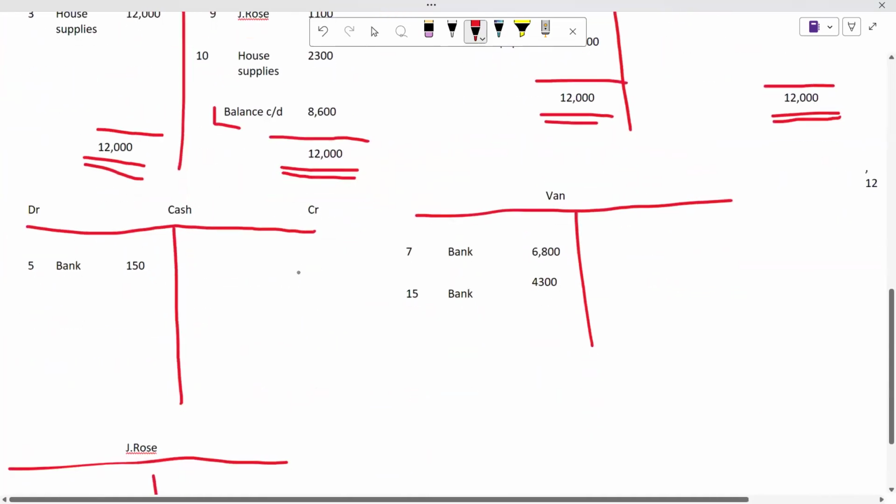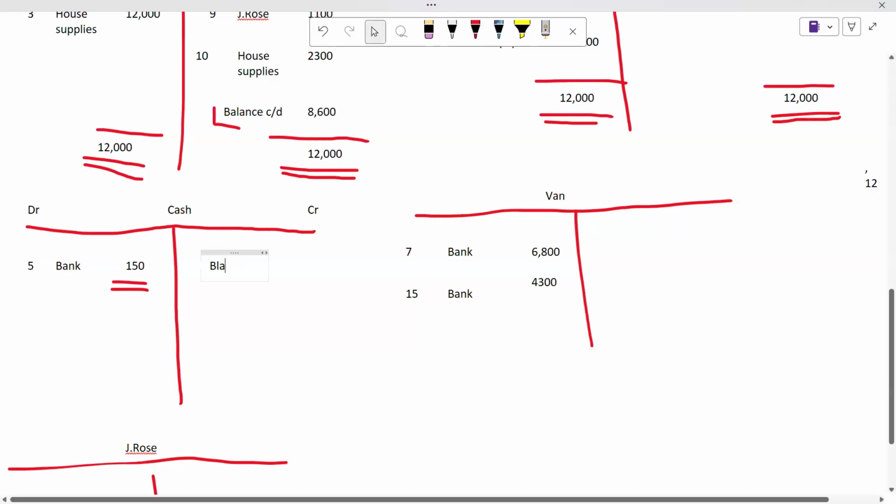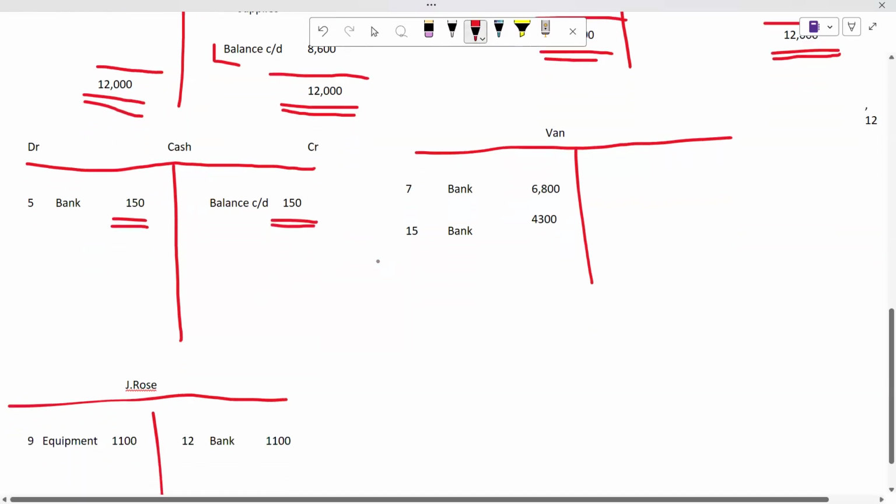That's it. Cash, this is the total already because I don't have anything else. I'm just going to write balance C/D 150, and then I'm going to double line under it to show that it's the total.